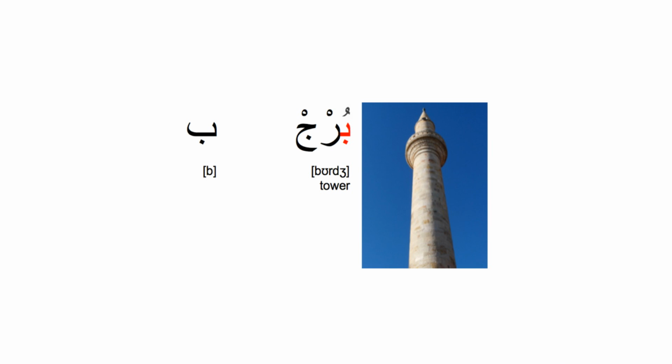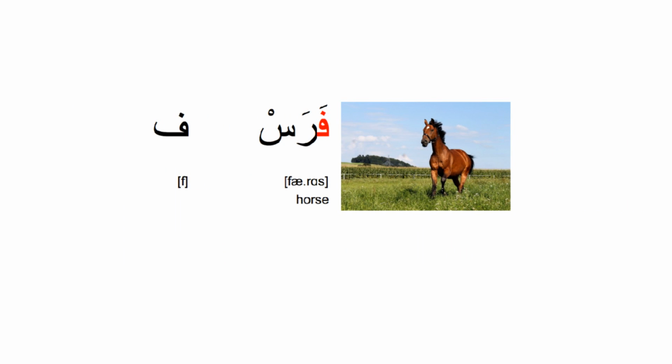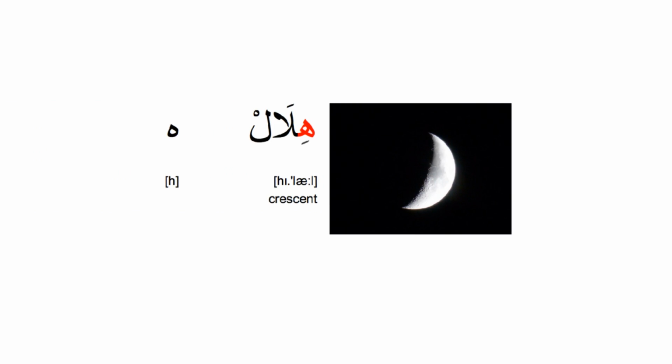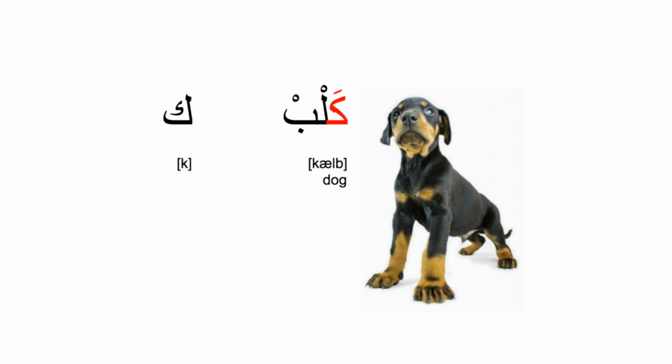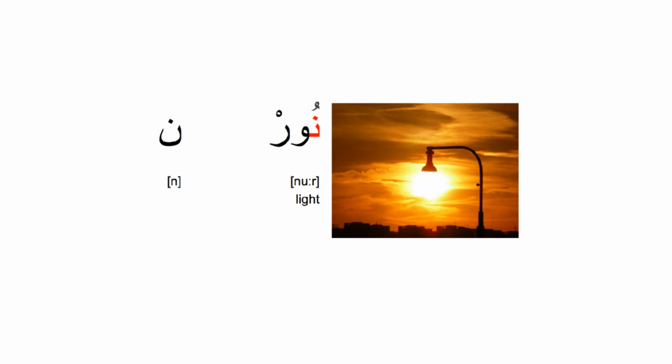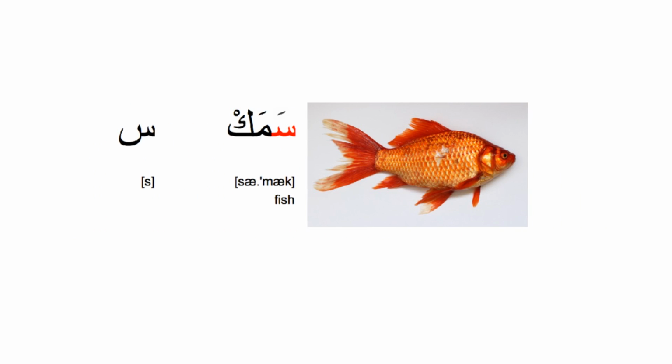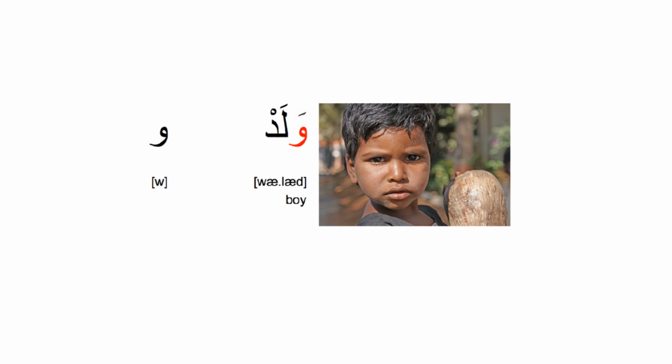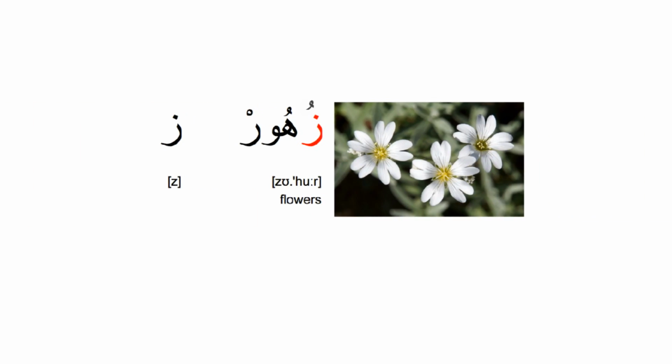To review, we started off with a bunch of familiar sounds and IPA symbols. There was b as in burj, f as in faras, h as in hilal, k as in kalb, m as in madrasah, n as in nur, s as in samak, w as in walad, and z as in zuhur.